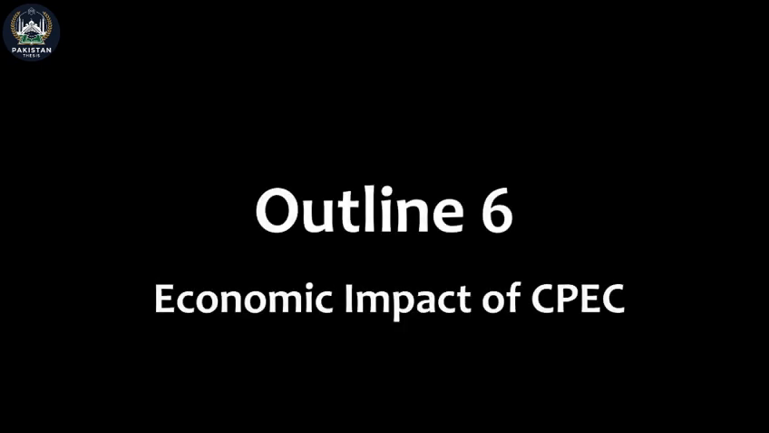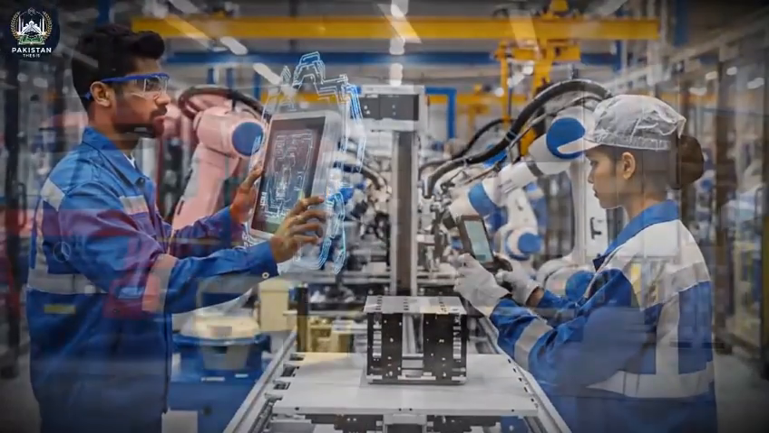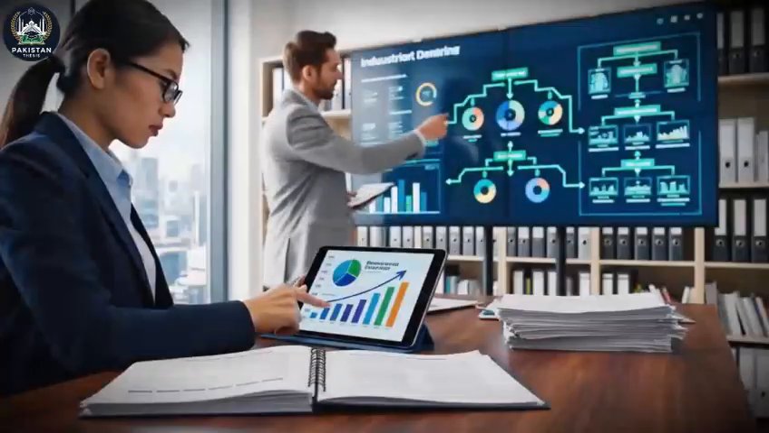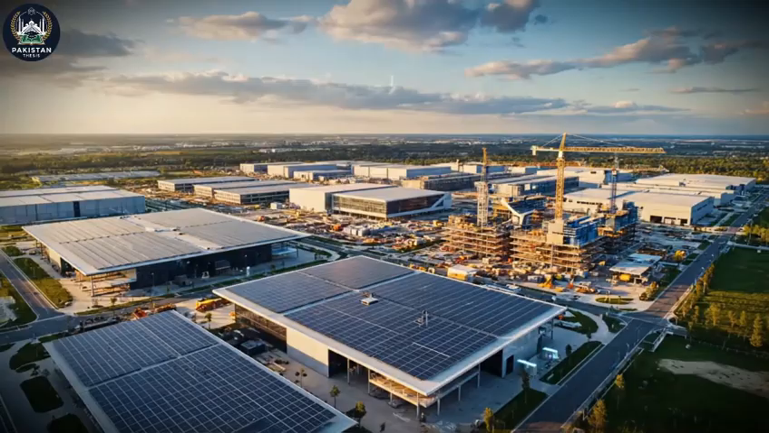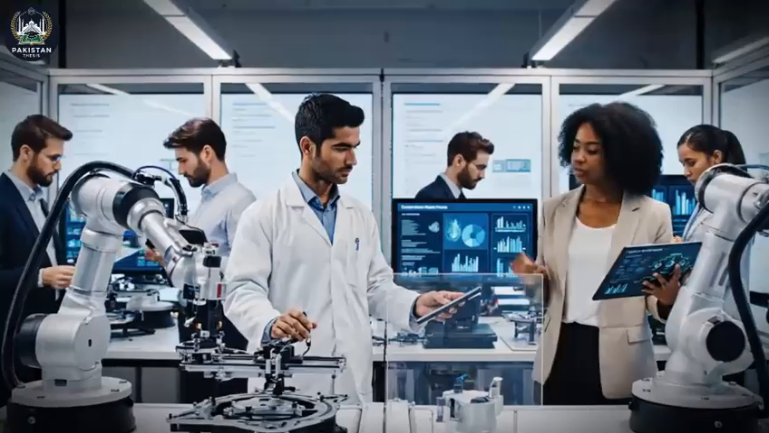Outline 6. Economic impact of CPEC. Outline number 6 analyzes the economic impact of CPEC. This section examines effects on GDP growth, foreign direct investment, trade expansion, and macroeconomic indicators.